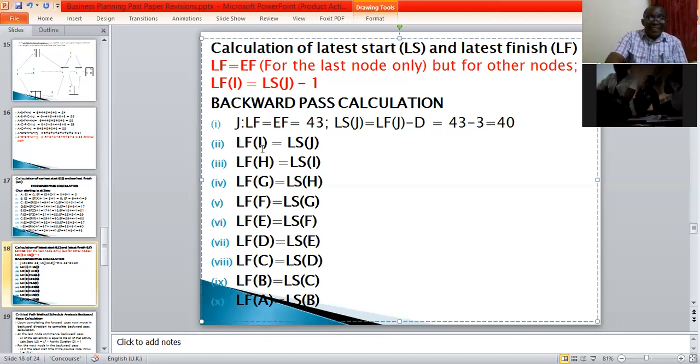Let's try I. So if you look at the latest finish of I, it is the latest start for here.